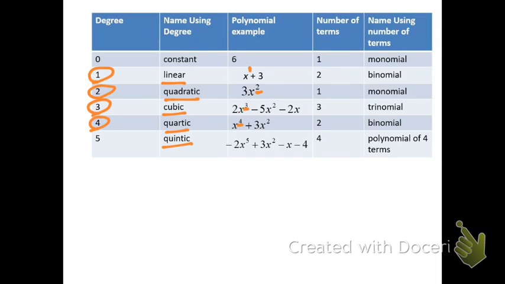Now I'm going to change the color here, because when we're talking about the number of terms, there's only one term here. That's why that's a 1. It's a monomial. There are 2 here. That's why that's a 2, and it's a binomial. There's 1 term here, so that's a monomial. There are 1, 2, 3. It's a trinomial. 2 terms, binomial, and then 1, 2, 3, 4 means a polynomial of 4 terms.